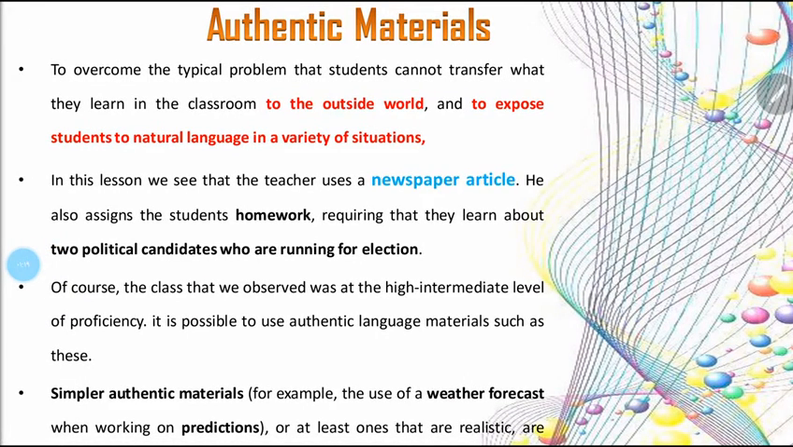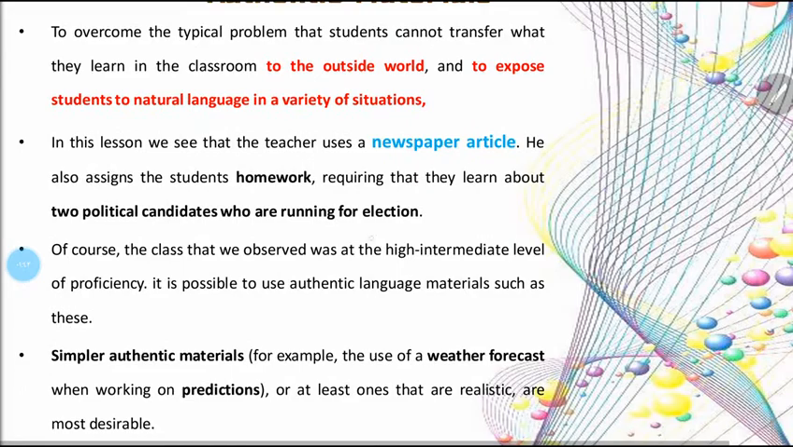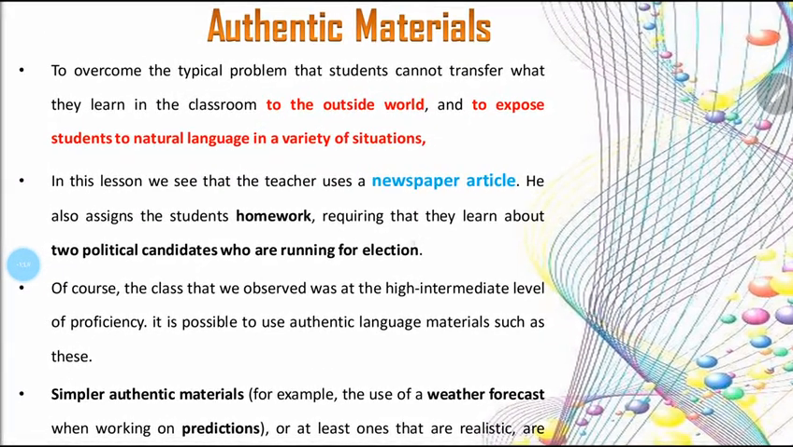In this lesson, as you remember, the teacher used a newspaper article. He also assigned the students homework, and in the homework the teacher asked them to write about what? About two political candidates running for election. So all these, the newspaper and elections and writing about political candidates, are what? Authentic materials, because they are real situations in normal everyday life.